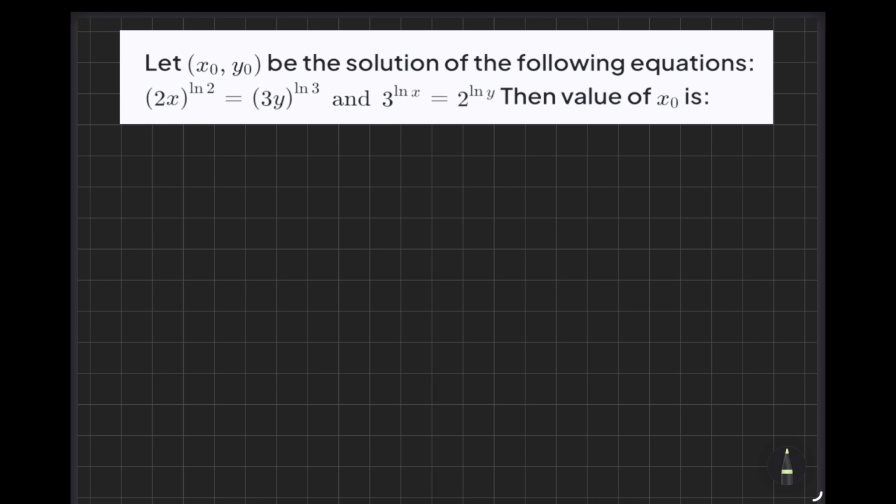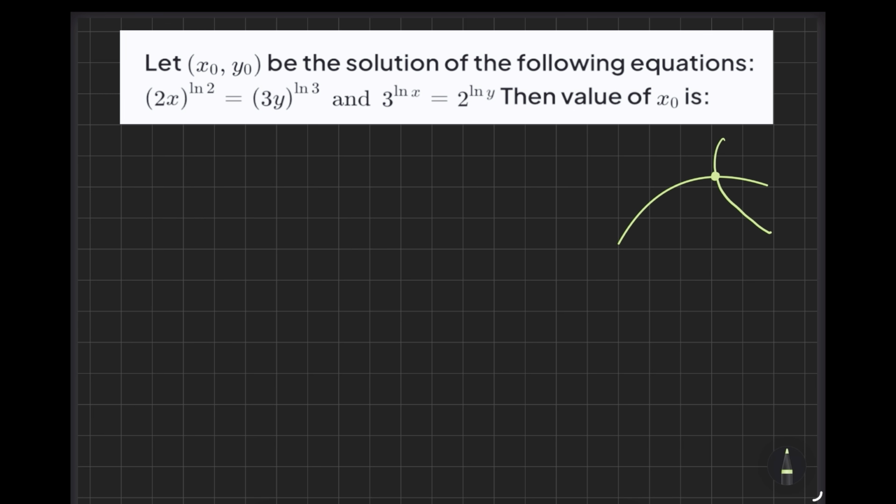So, we are back with a wholesome new question which says: let x naught, y naught be the solution of the following equations, this and this. So they have given you two equations and they are talking about solution. First try to understand what the meaning of solution is. The meaning of solution is you have to find out the point at which these two curves are intersecting.